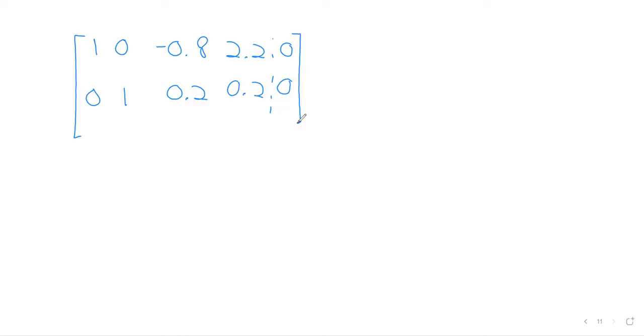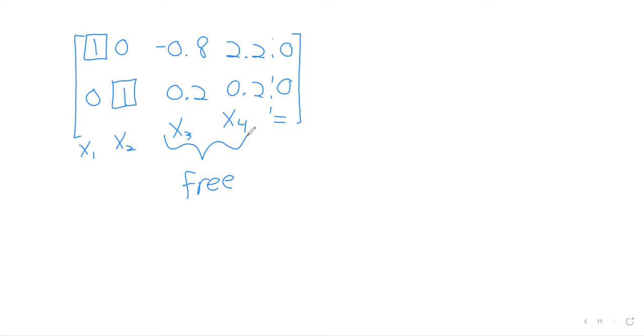We see that there are four variables. So our variables are x1, x2, x3, x4, and then the last column represents equality. Our pivot positions are there, meaning that x1 and x2 correspond to pivot columns, but x3 and x4 don't. Those variables are free.